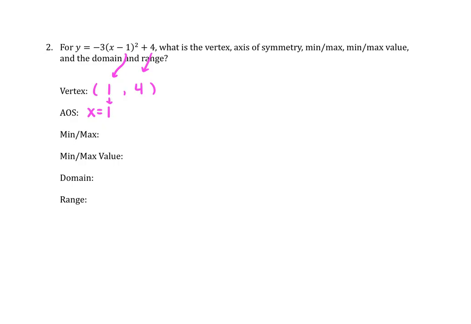I then look at my a value. Since my a value is negative, that tells me my parabola is reflected. It is opening down, which creates a max value. The max value is at y equals 4. We can see my graph is going to go forever to the left and the right, so that makes my domain all real numbers. And my range, since I have a max at y is 4, all my other y values have to be less than or equal to 4.